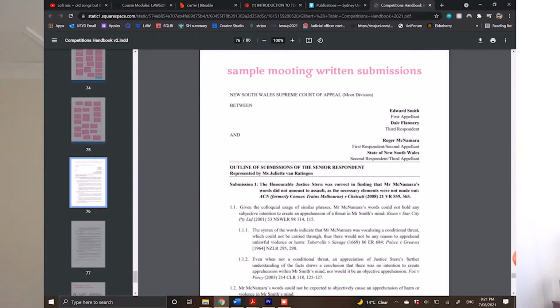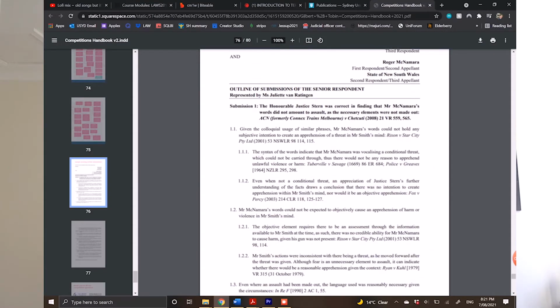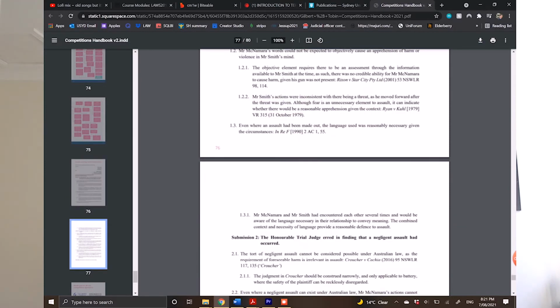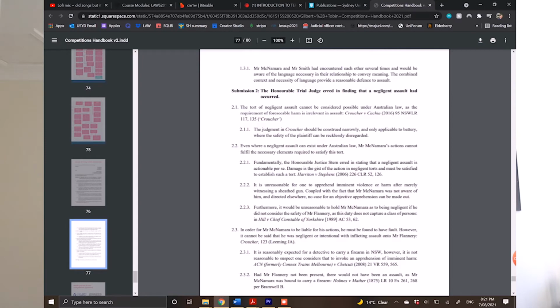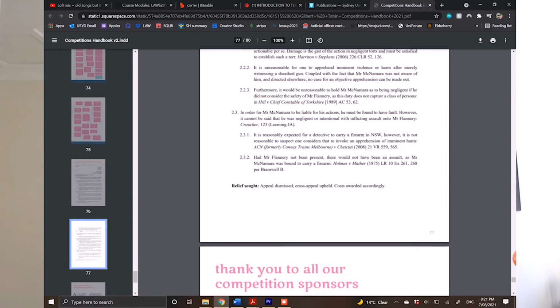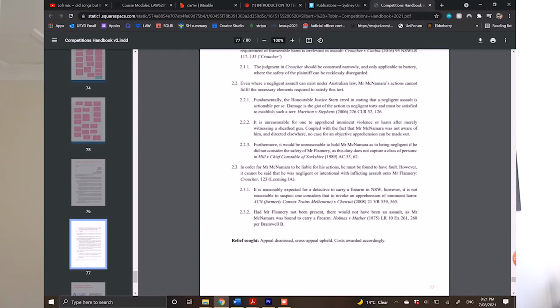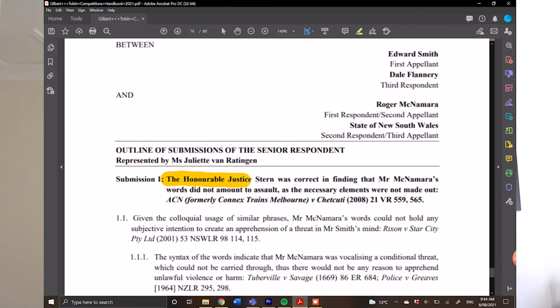And fourth, a conclusion. And these 4 elements are exemplified in one of the precedent submissions contained in Annex 1 to the Competitions Handbook. We'll be looking specifically at Submission 1, which we note starts with the proposition to be proved that the trial judge was correct to find that these words did not amount to assault. We then start with our statement of law. Mr. McNamara's words could not hold any subjective intention to create an apprehension of threat in Mr. Smith's mind, and then there's an authority given.